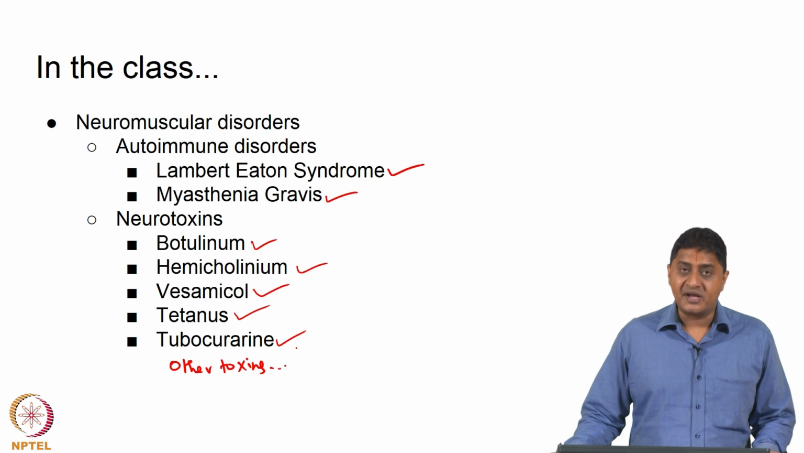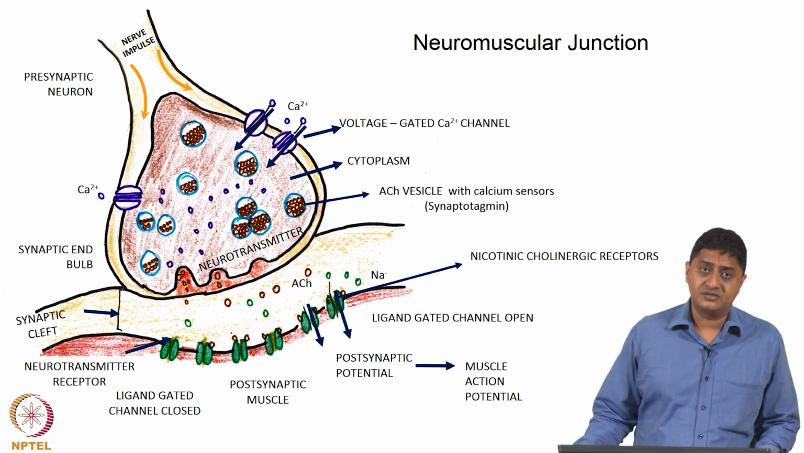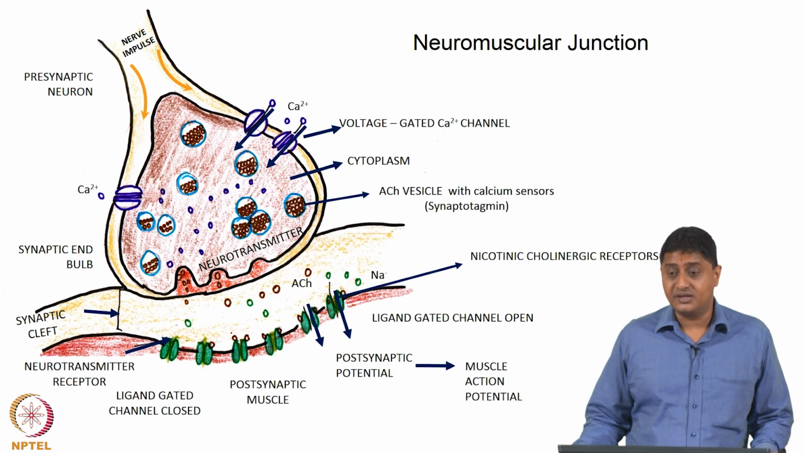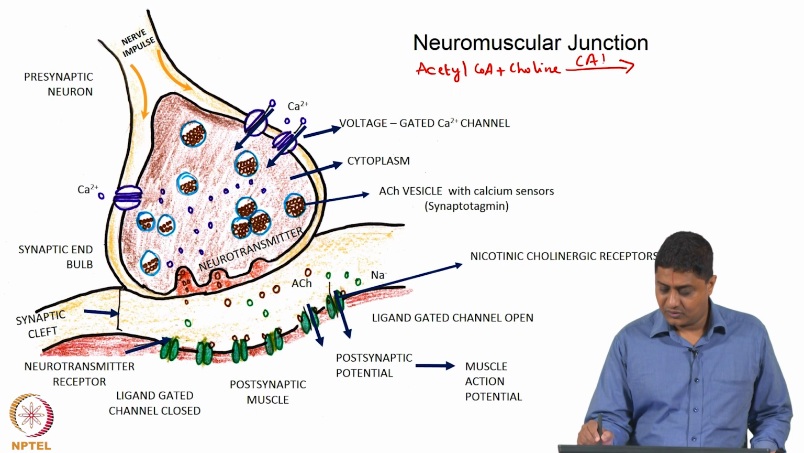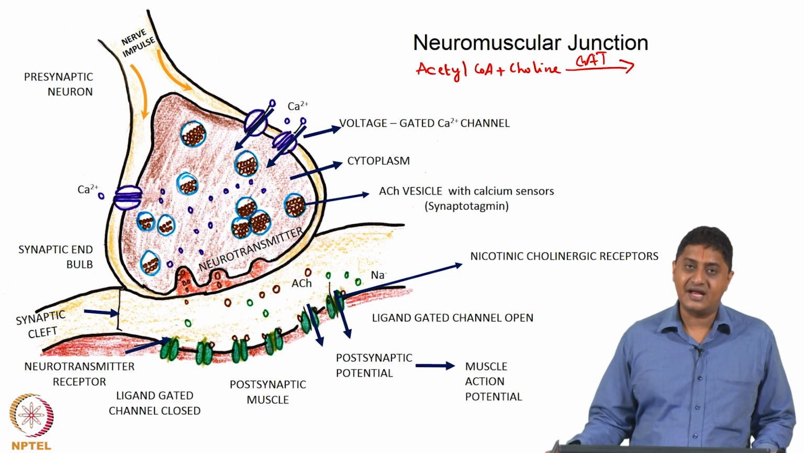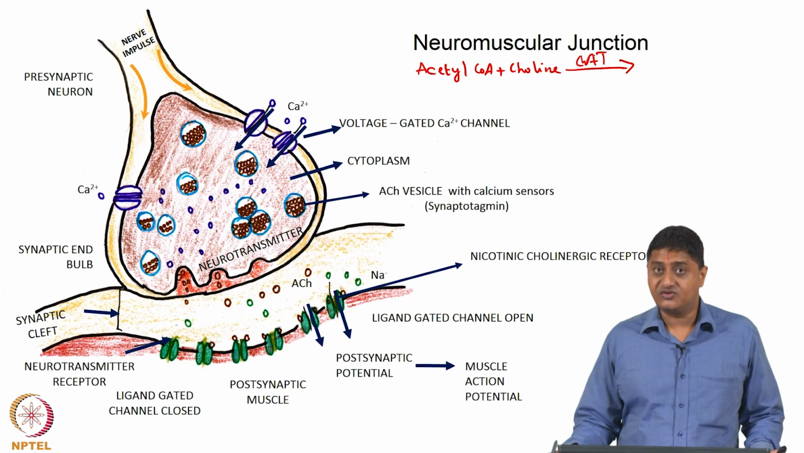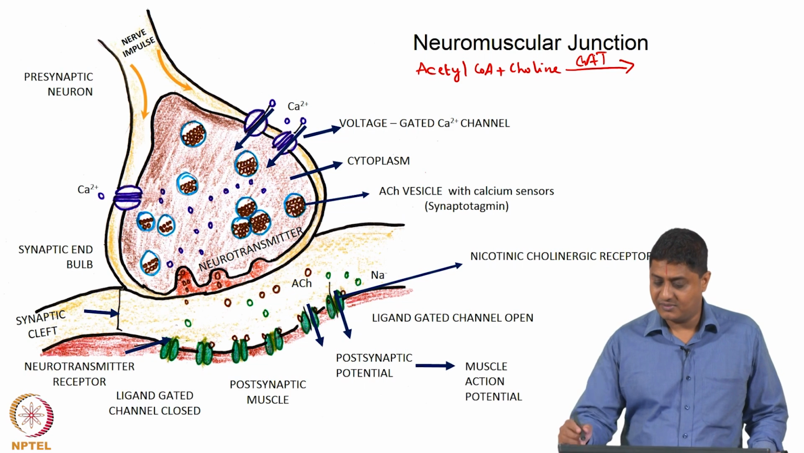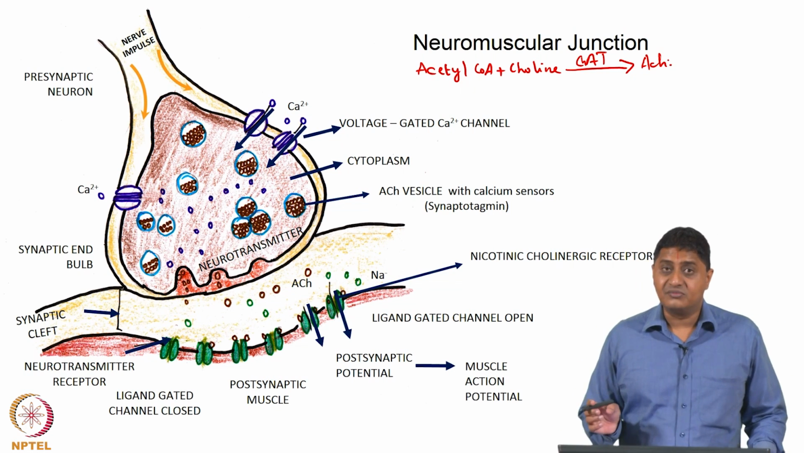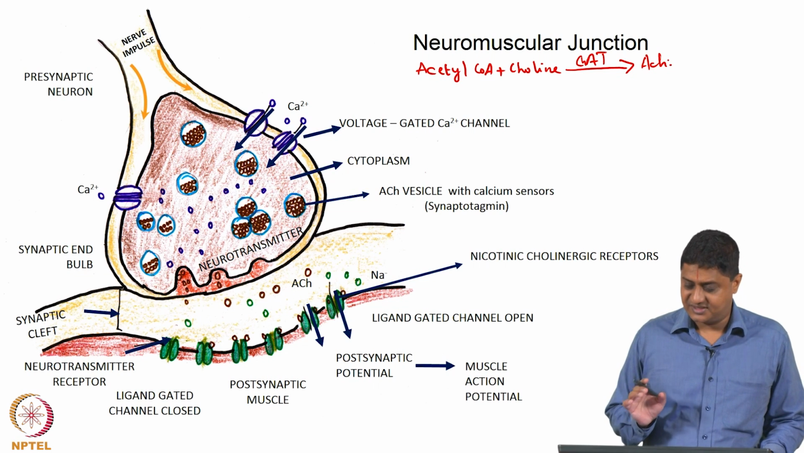Let us briefly review what happens at the neuromuscular junction. Before we discuss it, we have to remind ourselves of the life cycle of acetylcholine. Acetylcholine is synthesized by choline acetyltransferase, from the reaction of acetyl coenzyme A and choline. It is sometimes called CAT or ChAT. Choline acetyltransferase makes acetylcholine and packs it into bags called vesicles. We said that yesterday.